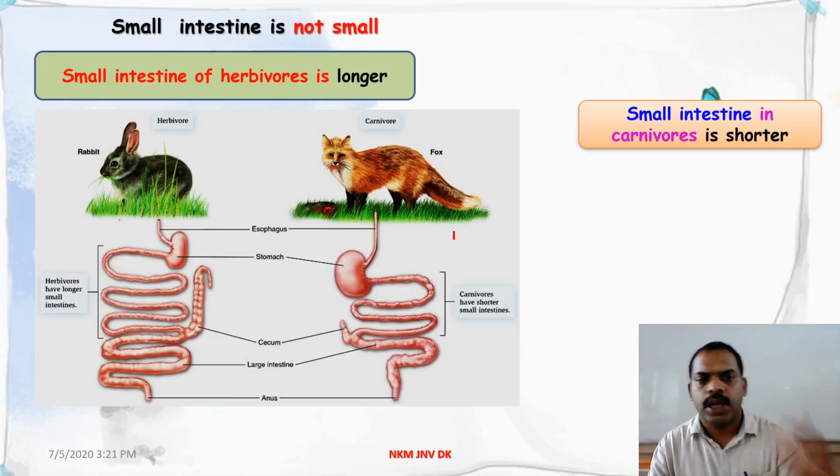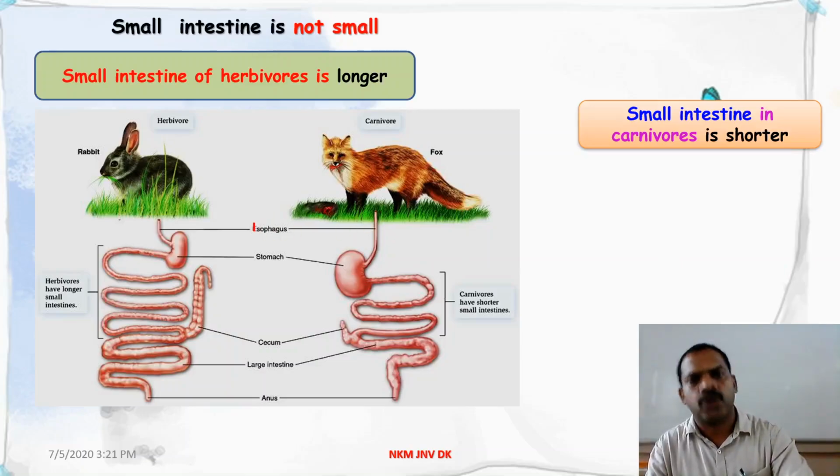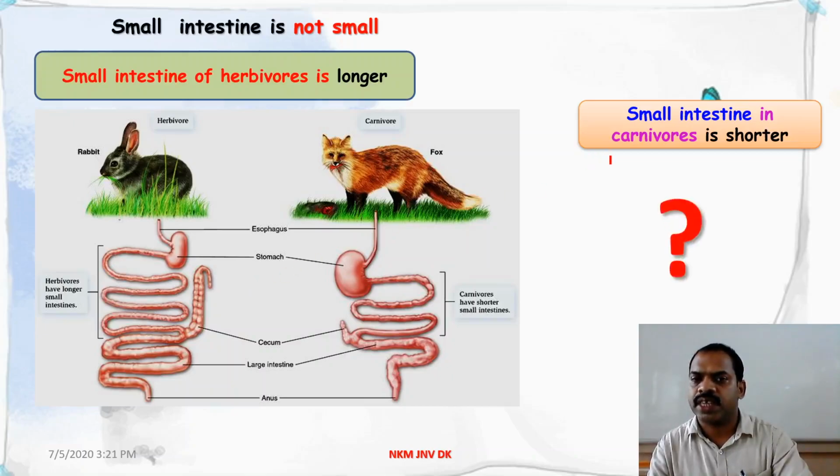Food habit. Herbivores mainly eat grass or carbohydrate-rich food, cellulose, etc. While for carnivores, the main food is flesh, meat, protein-rich or protein and fat. So that is easy to digest. Which one? Protein and fat. While carbohydrate is difficult to digest. That is why herbivores have a longer intestine than carnivores. Okay.